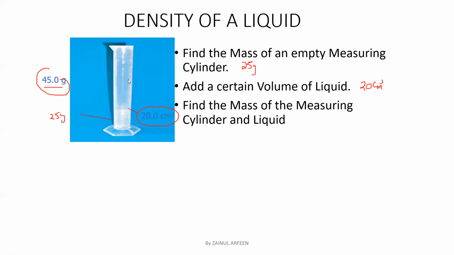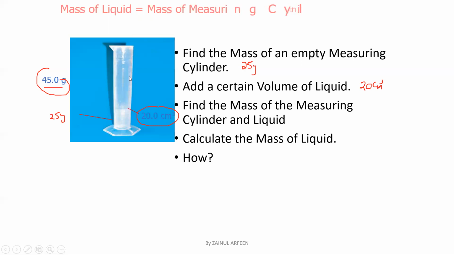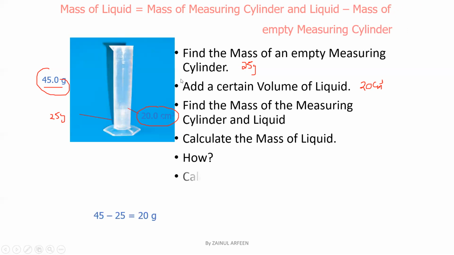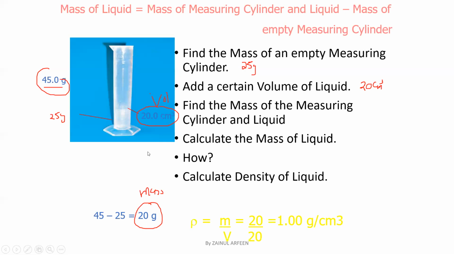When you subtract the two, the mass of the liquid inside equals the mass of measuring cylinder and liquid, which is 45, minus the mass of the empty measuring cylinder, which is 25. So 45 minus 25 is equal to 20 grams. The mass here is 20 gram, and the volume which we added was 20 cm cube. So mass divided by volume, 20 divided by 20 in this example, equals 1 gram per centimeter cube.